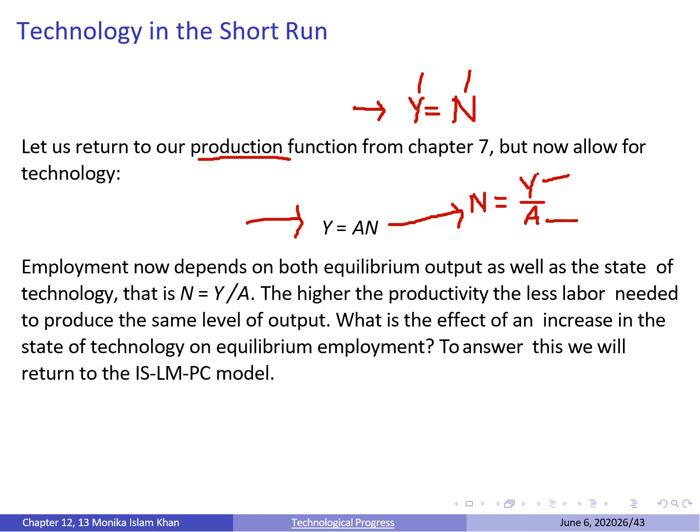The higher the equilibrium output, the higher will be your employment level in the economy. Now, what is the effect of an increase in the state of technology on equilibrium employment? We will answer this question by looking at the IS-LM-PC model.